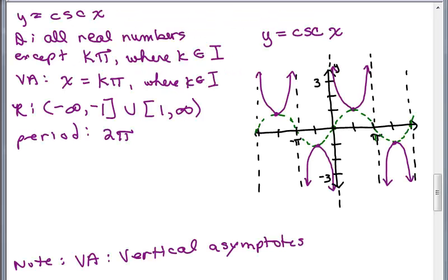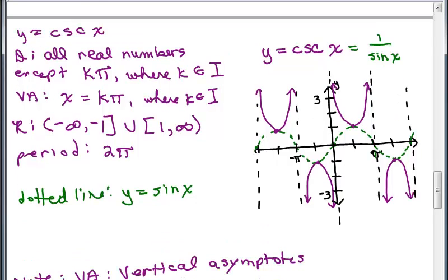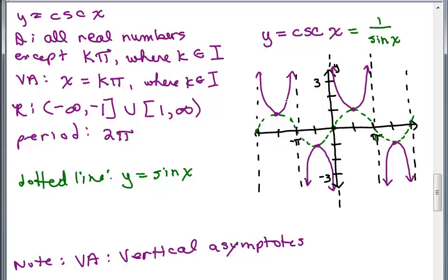If you recall, on the dotted line here, we graphed y equals the sine of x, and that's because the cosecant is the same thing as 1 over the sine of x. So we began by graphing the sine of x, and then we took the reciprocals of all the y values. Remember, we got these asymptotes wherever the green went through the x-axis.